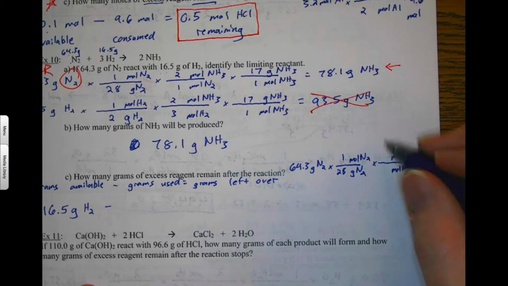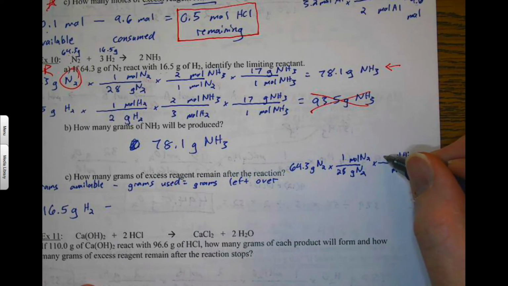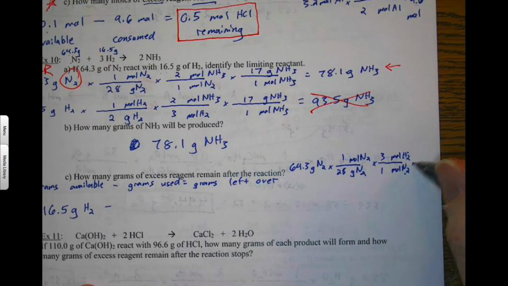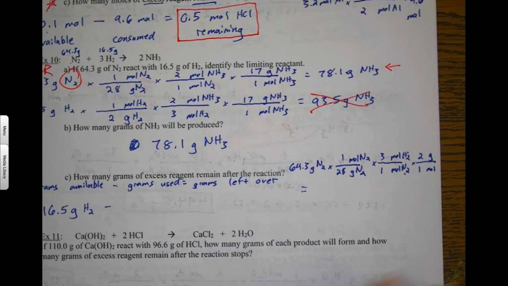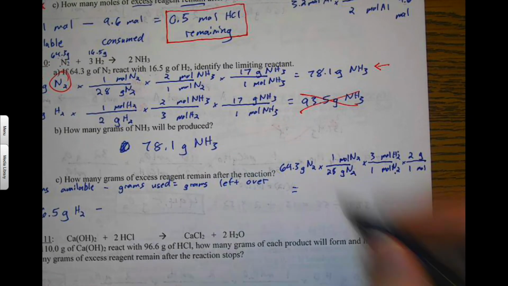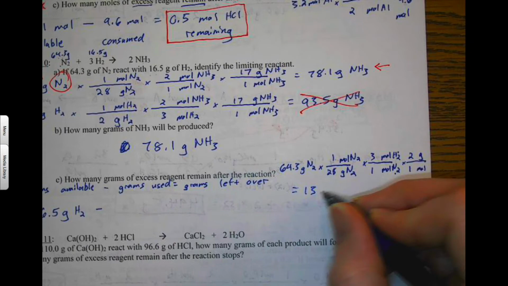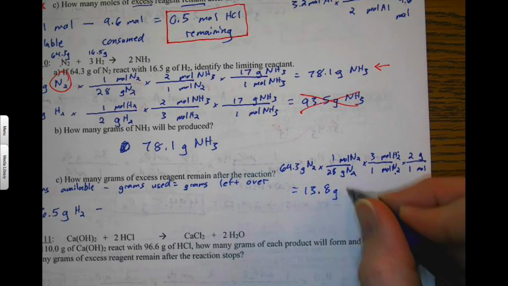And so for your excess reactant, that's a 3 and that's a 1. And then the next one, I need to change moles of H2 into grams, and so that's a 2 to 1. I barely got that in. And so we end up with 13.8 grams of hydrogen used.